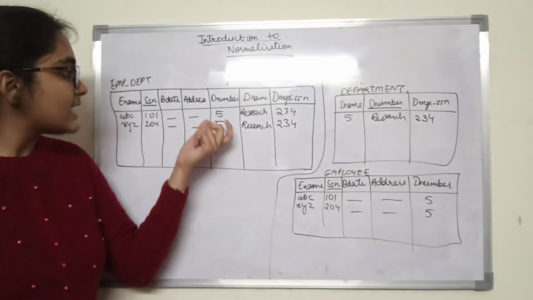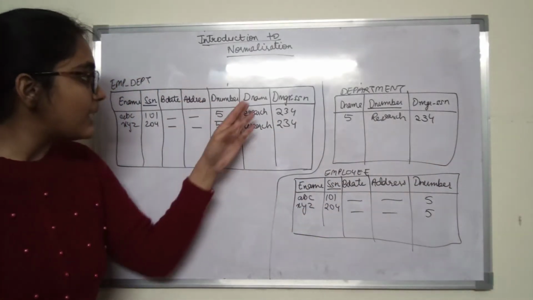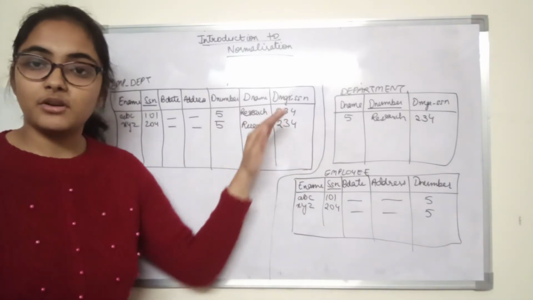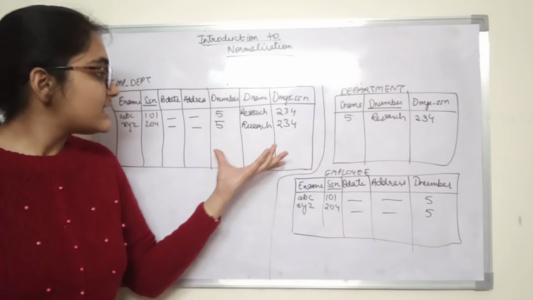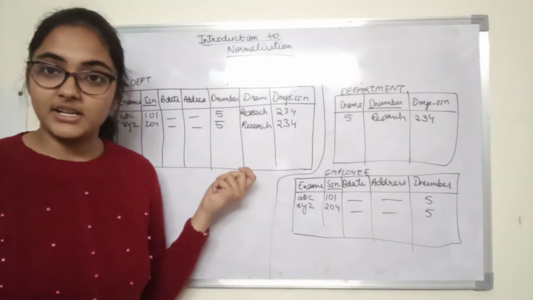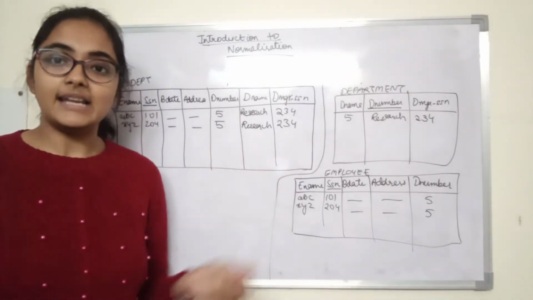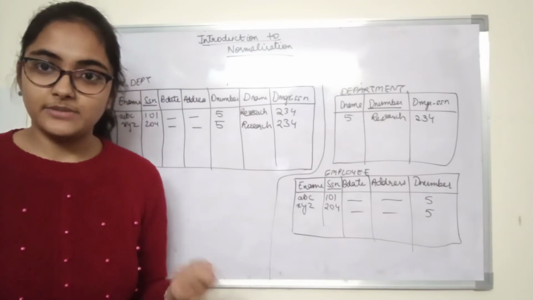But in this case, the information about a particular department is repeated twice, or as many times as there are employees working for that particular department, right? So this is an example of redundancy. This causes redundancy and hence leads to wastage of storage space, right?